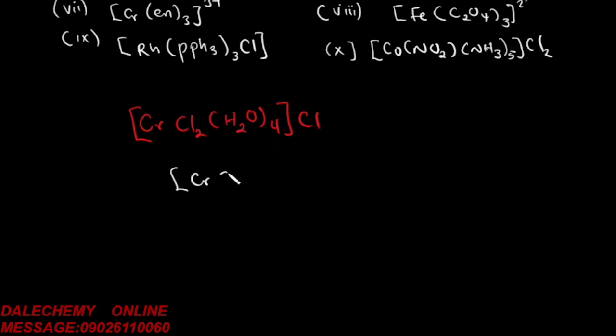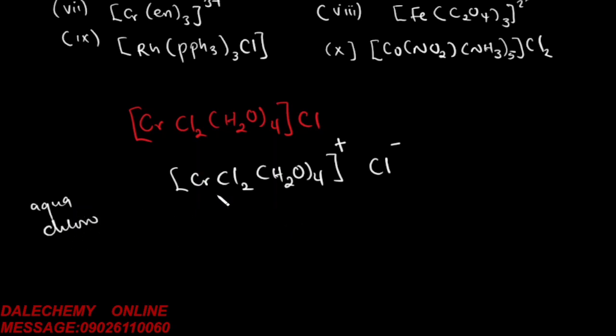So we have Cl, and [Cr(Cl)2(H2O)4]. The Cl is negative and this is positive. Now you name the positive end first before you name the negatives. To name this complex, it's a cationic complex, so you have to name the ligands first before you name the metal. The ligands here are water and chlorine. Water will be aqua, and Cl is just chloro.